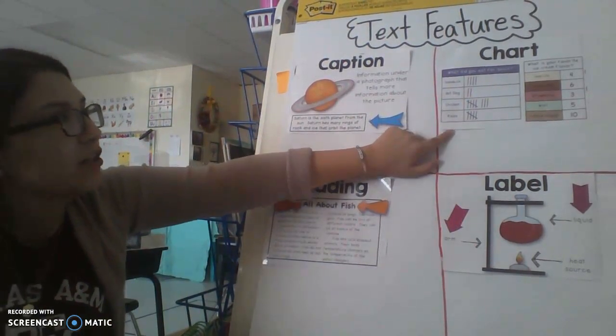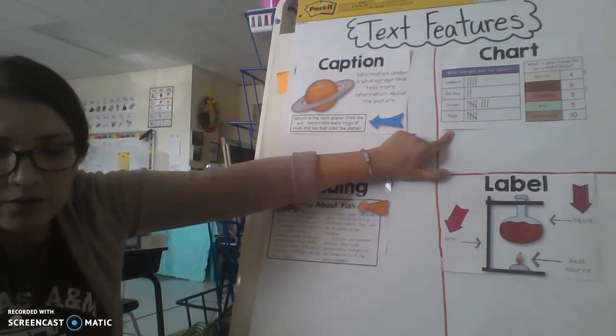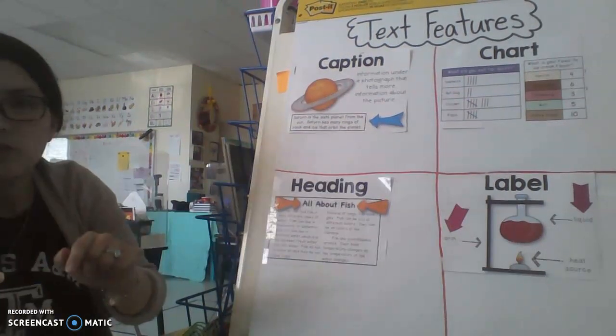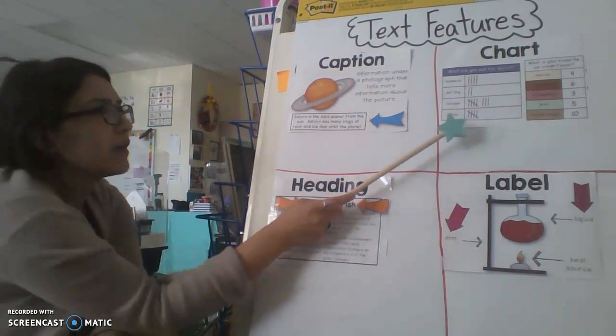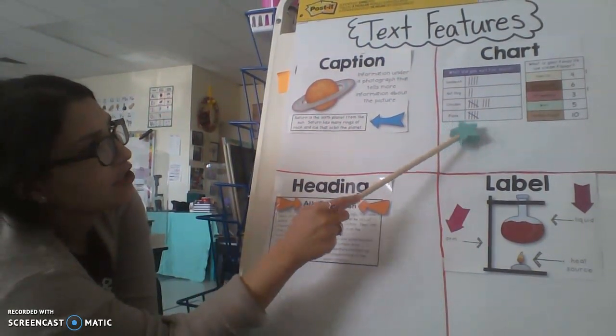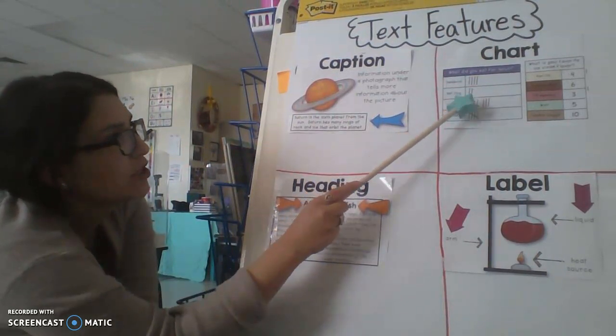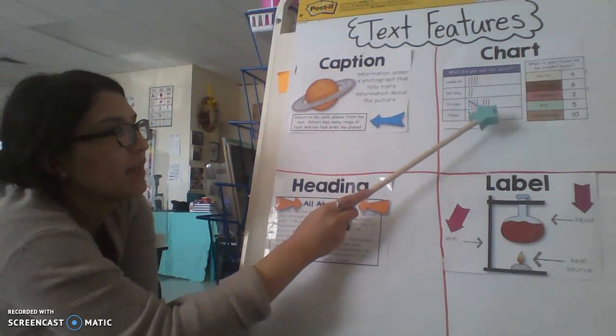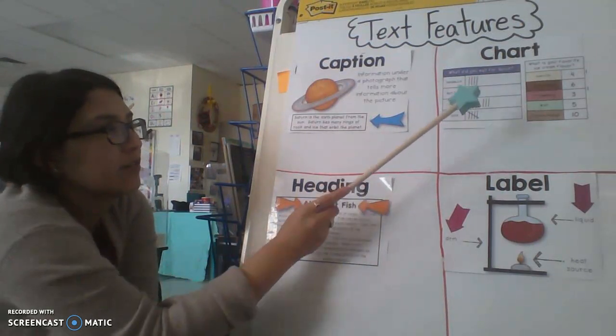Okay, next one, chart. Charts show information in a way that is easy to see and understand. So, my little pointer. Right here we have a little chart. Here's the title, What Did You Eat for Lunch? We have the options of sandwich, hot dog, chicken, pizza. And we have tally marks to show how many kids ate each option.